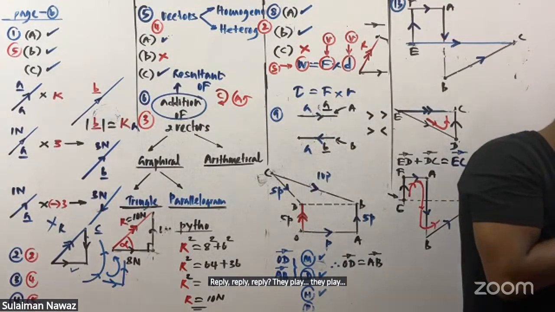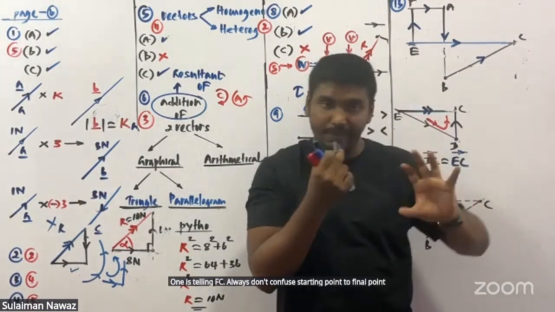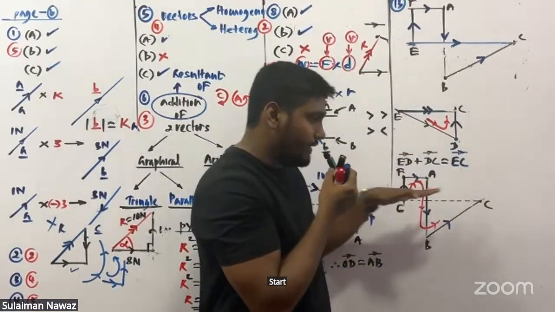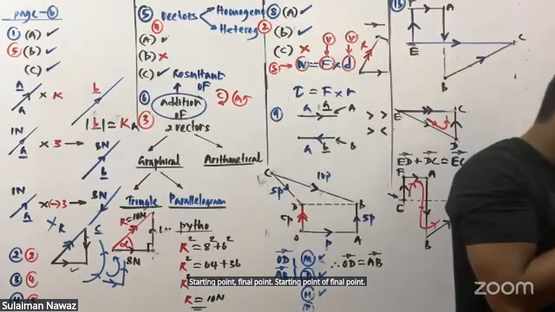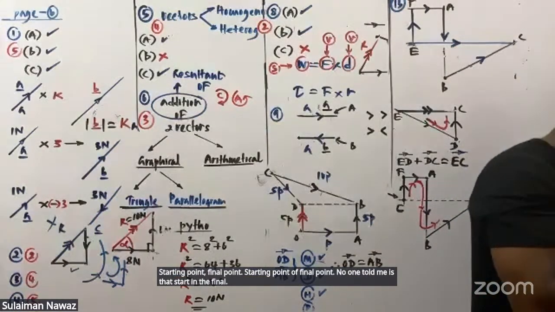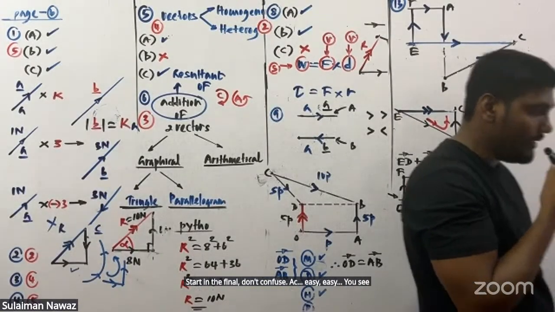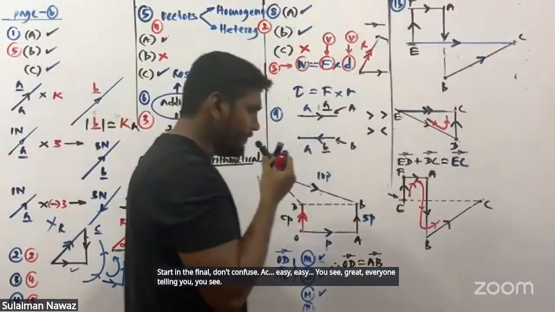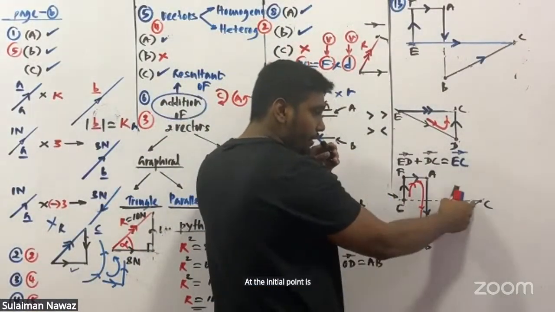EC. Again EC. One is telling FC. Always don't confuse starting point and final point. Your vector must be from starting point to final point. Don't confuse that, starting to final. Everyone is telling EC, not AF. Think properly. The initial point is E, the final point is C.